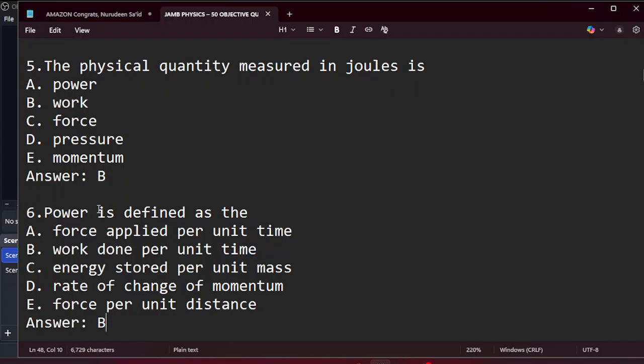Question number 6. Power is defined as the A. Force applied per unit time. B. Work done per unit time. C. Energy stored per unit mass. D. Rate of change of momentum. E. Force per unit distance. The answer is B, which is work done per unit time.